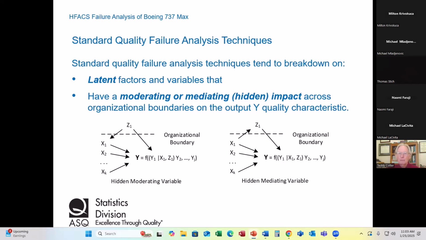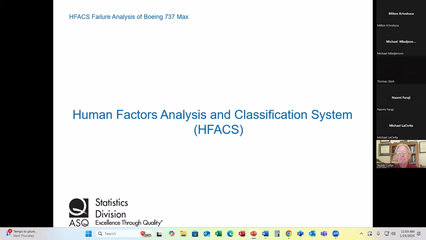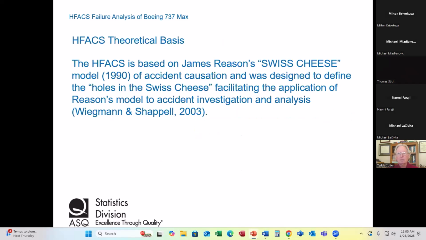So this is where the standard failure analysis techniques tend to break down and where HFACS can come in. What is the Human Factors Analysis and Classification System? It's based on James Reason's Swiss cheese model of accident causation, which is the next slide, and was designed to define the holes in the Swiss cheese, facilitating the application of Reason's model to accident investigation and analysis.